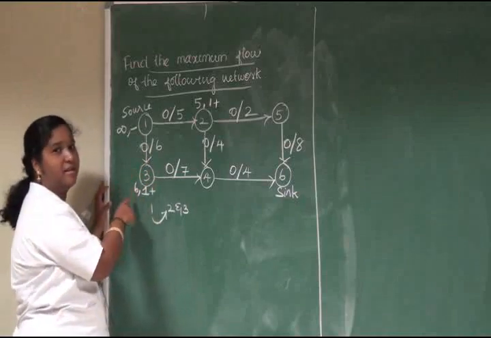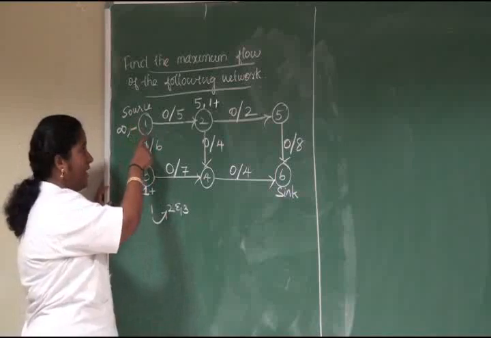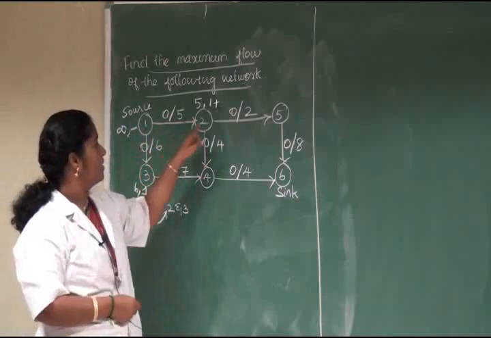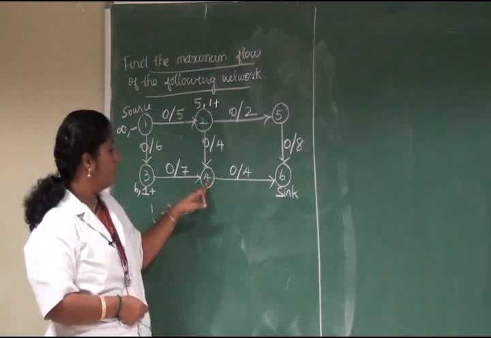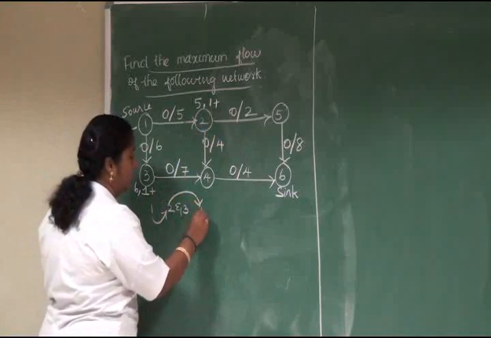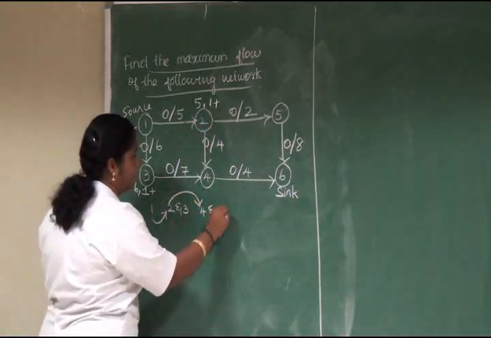So the label of 3 is 6 comma 1 plus. So from vertex 1 we have labeled vertex 2 and vertex 3. So next go to vertex 2. From vertex 2 you can go to vertex 4 and vertex 5.